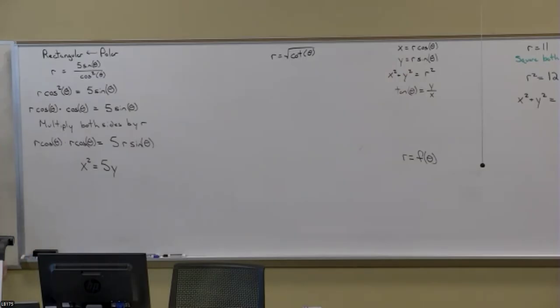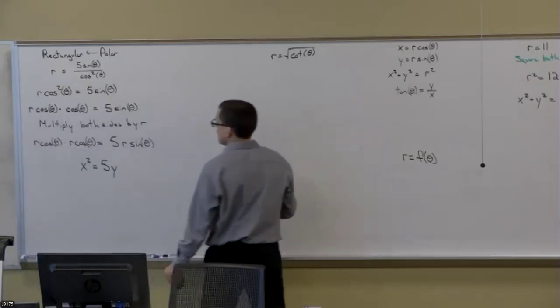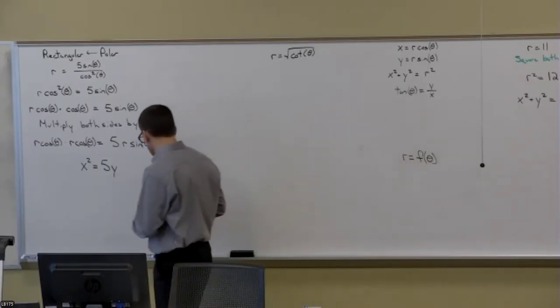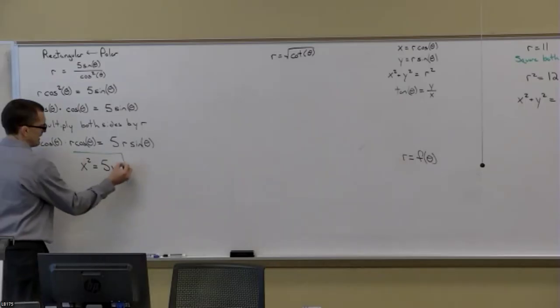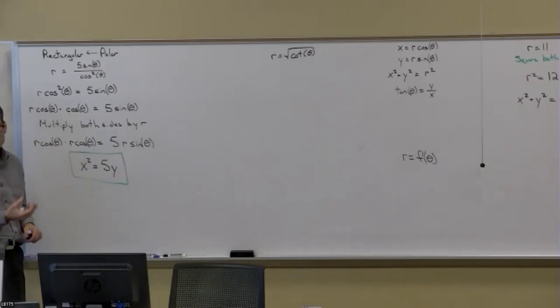This one is a parabola pointing up. If you recall, this was kind of like an equation that we got earlier with a parabola pointing to the right when we converted the other direction. So that's it. That's the final answer. Remember that for converting into rectangular, I don't expect you to solve everything for y. So just leave your answer as this.